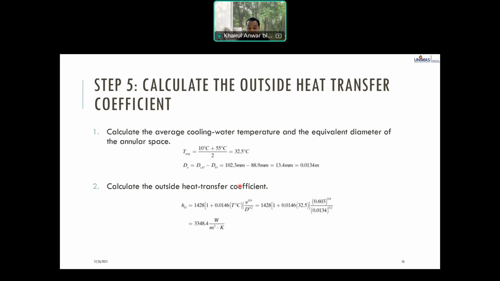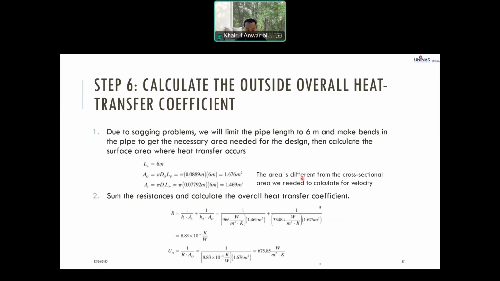So this is the equation. V is from the step 2. So this V is referred to V for the cooling water, not for the ethanol. What else? 32.5 is the average. Okay, that's all. H naught is 2348.4.